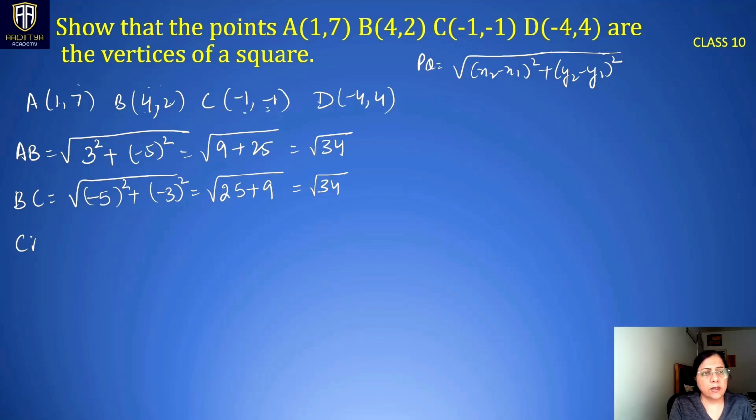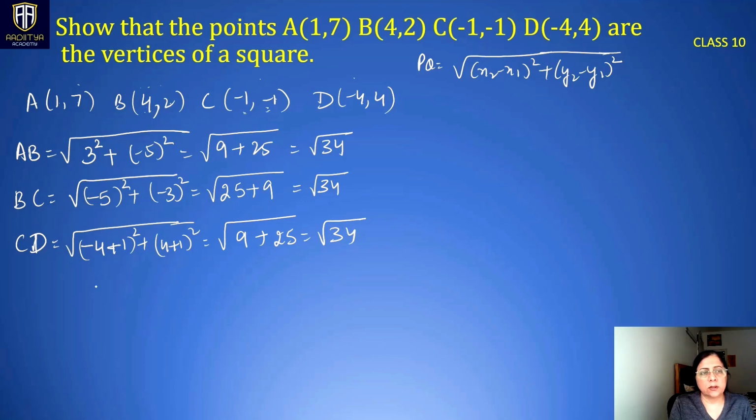BC is also root 34. Then we have CD. For C and D, this is your x1, y1 and this is your x2, y2. So, now we have minus 4 minus minus 1, which becomes minus 4 plus 1 square, and 4 minus minus 1, that is 4 plus 1 whole square. So, this is minus 4 plus 1, which is minus 3 whole square, that is 9, and 4 plus 1 is 5. 5 square is 25. This is also root 34.